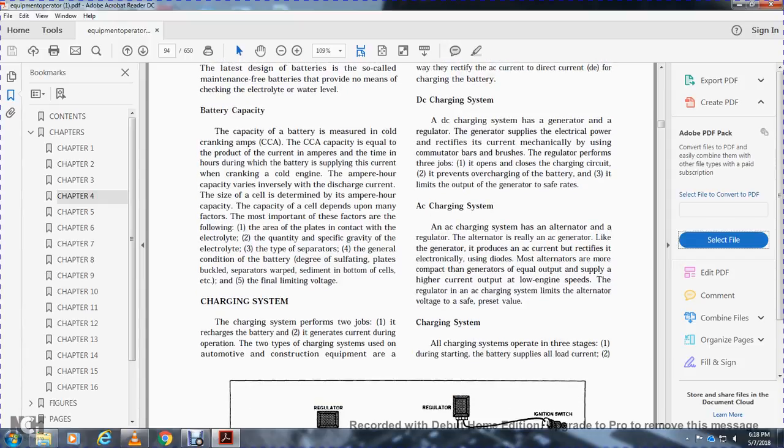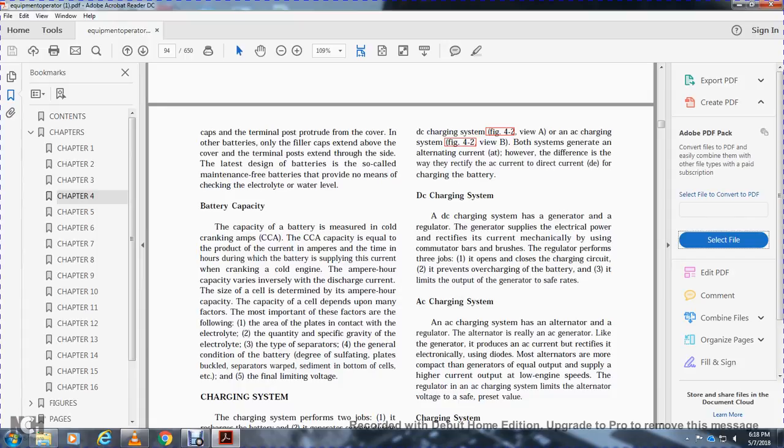The charging system performs two jobs. One, it recharges the battery. Two, it generates current to support the operation. Jobs of the charging system with automatic construction: charging systems are shown in figure 4.2, view A with the DC charging system and view B with the AC charging system. Both systems generate alternating current, however they differ in how the current is rectified into direct current for charging the battery.